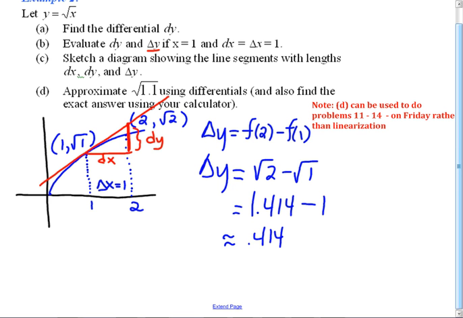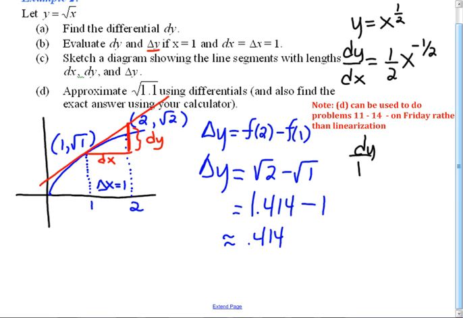Okay. Let's find dy. So if y equals x to the 1/2, what's dy? Oh, let's find dy dx. Let's do it that way. What's the derivative of that? 1/2 x to the negative 1/2. And I don't know about you, but I don't like x to the negative 1/2. So I'm going to change that. What is that equal to? Not x squared. Square root of x.